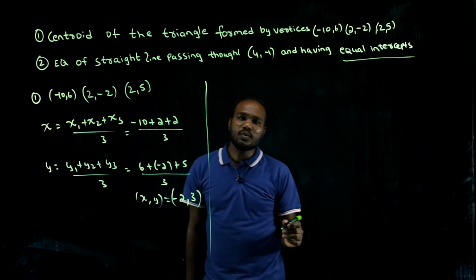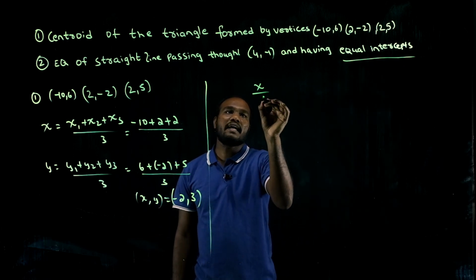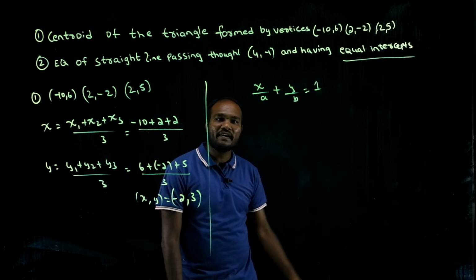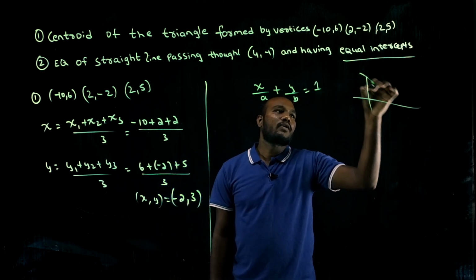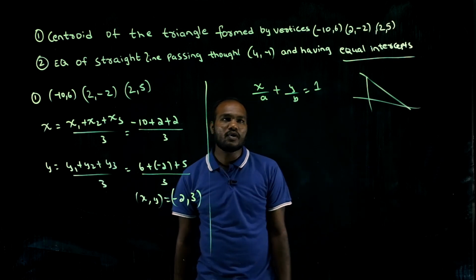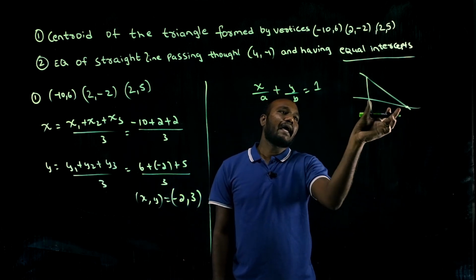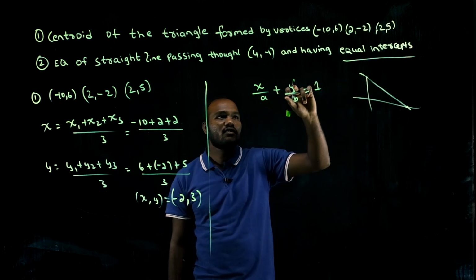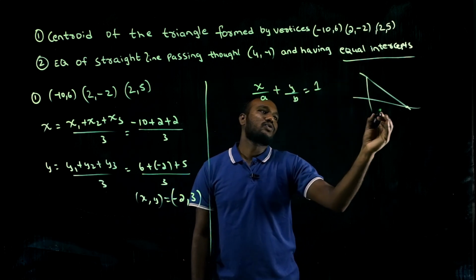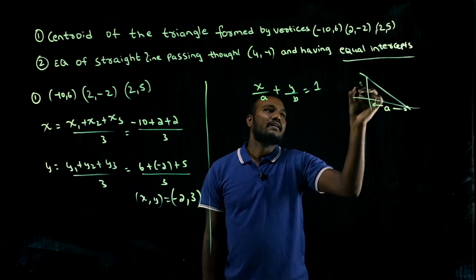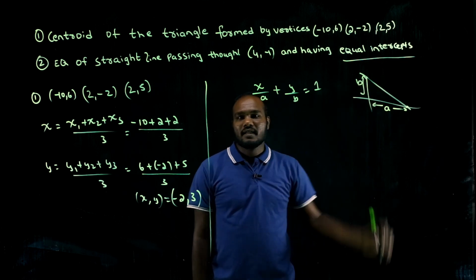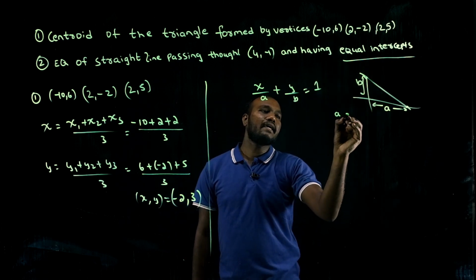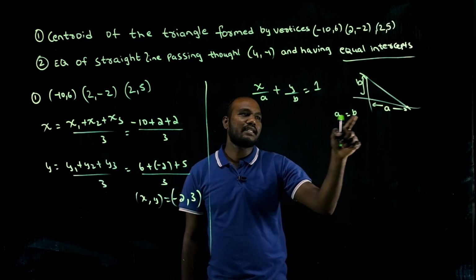See, for this you have to know the intercept form, that is x by a plus y by b is equal to 1. See here, if I draw a line, this is the x intercept, this is the y intercept. If we substitute the value of y as 0, we'll get the x intercept. So this length is a, this length is b. They are telling us they have equal intercepts, that is a is equal to b.